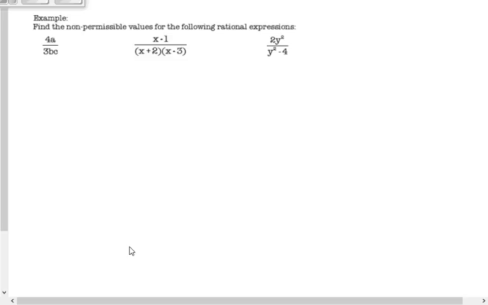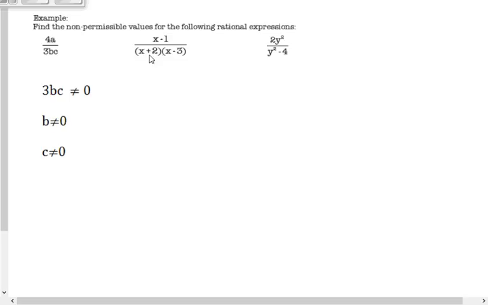Getting into our examples, the first example is just determining the non-permissible values for these rational expressions. Again, we're only focusing on the denominator. Our denominator is 3bc. That cannot equal 0. So now it basically becomes an algebraic equation. We know b cannot equal 0 and c cannot equal 0, because all these terms are multiplied by one another. If c equals 0, this whole thing equals 0. If b equals 0, this whole thing equals 0. Those are the 2 restrictions.